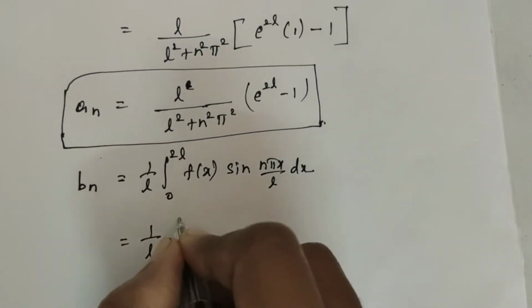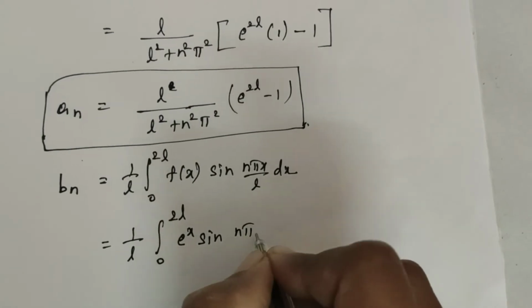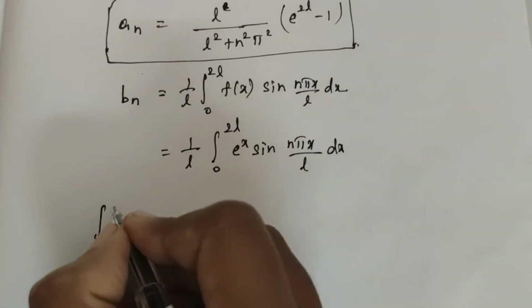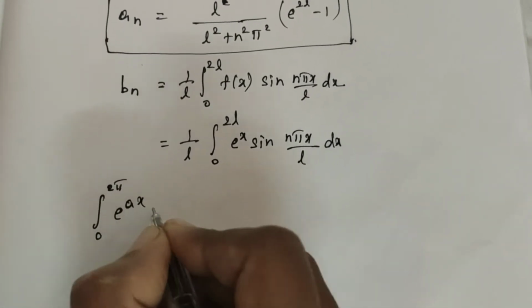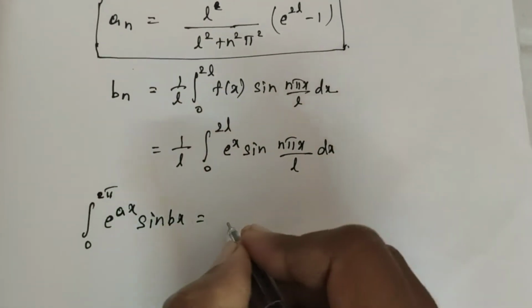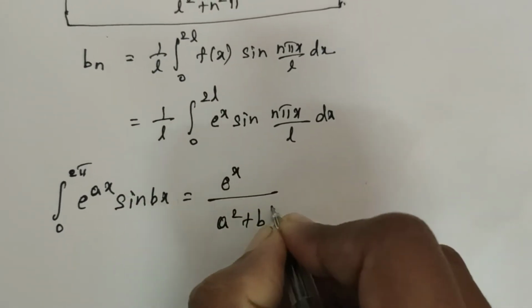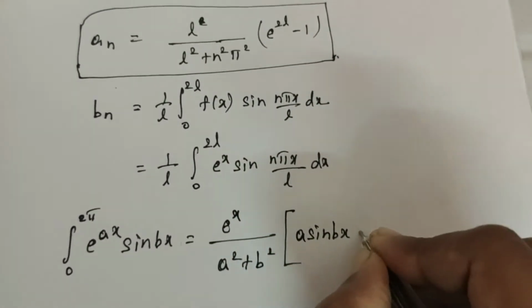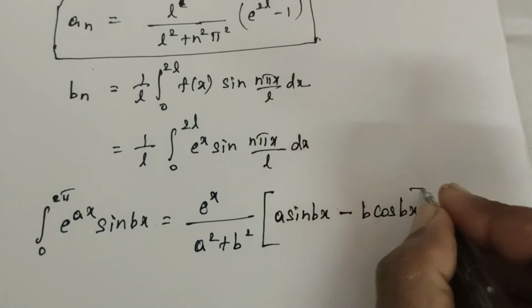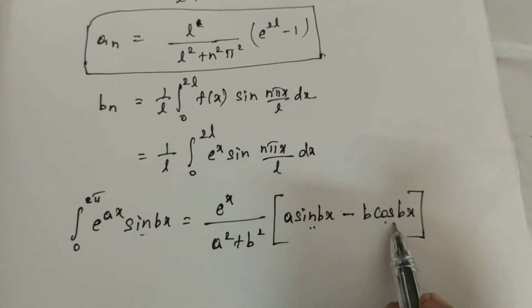Okay, so it is equal to 1 by L integral 0 to 2L f of x, e power x, sin n pi x by L into dx. So we use the same formula as before: integral of e power ax sin bx is equal to e power ax by a square plus b square into a sin bx minus b cos bx. Okay, so this is sin first, then cos.